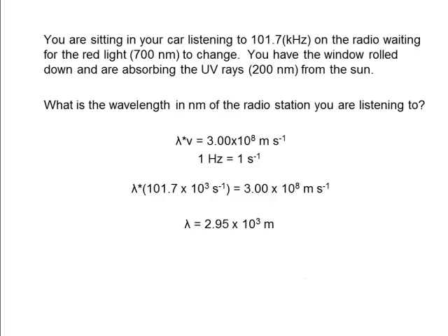Very, very important here. Make sure wavelength is going to be in meters, frequency is going to be in that per second, or hertz, because my units on my speed of light constant is meters per second. Those units have to agree so they cancel out properly. So when I solve for wavelength, I get my units in meters. Well, the question's asking for nanometers, so then I need to convert it from meters to nanometers. So I end up with 2.95 times 10 to the 12th nanometers. That's the wavelength of the radio station I'm listening to.